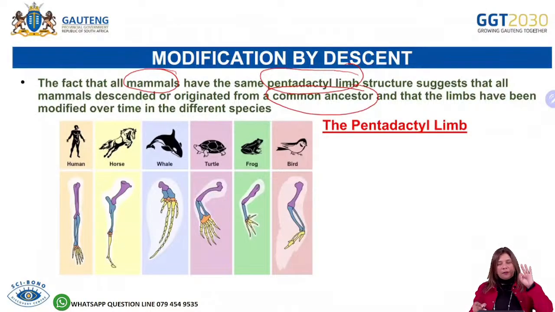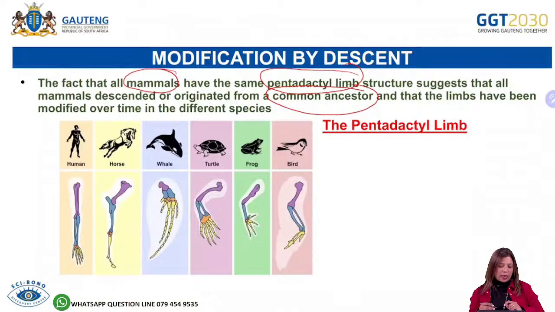So 3 very, very important points: mammals, pentadactyl limb, and common ancestor. And the limbs have been modified over the different species. This is just a reiteration. I'm not going to go into all the structures again, but now we're focusing on the pentadactyl structure. So basically, we term it fingers, okay? That's what they're talking about.